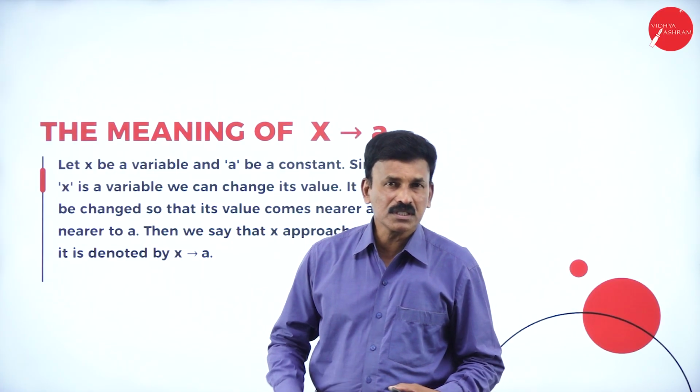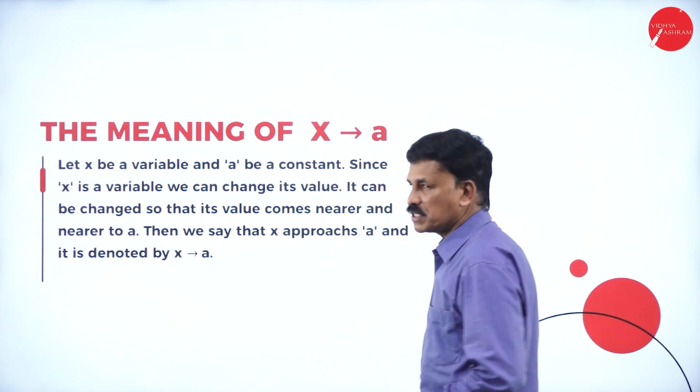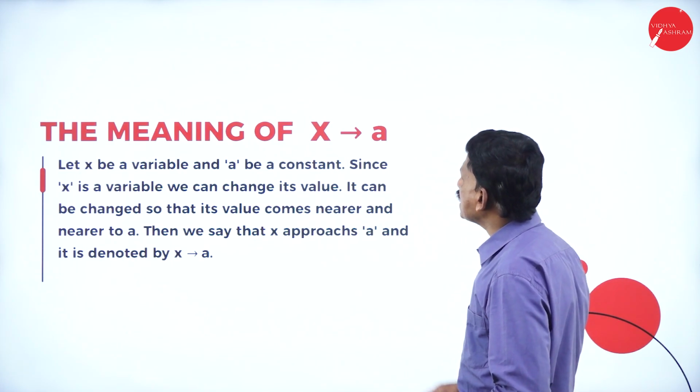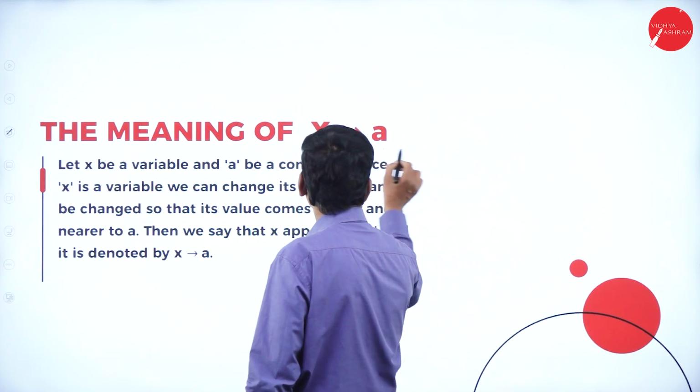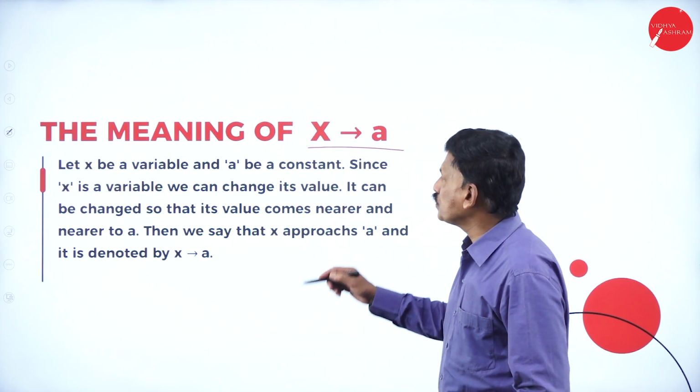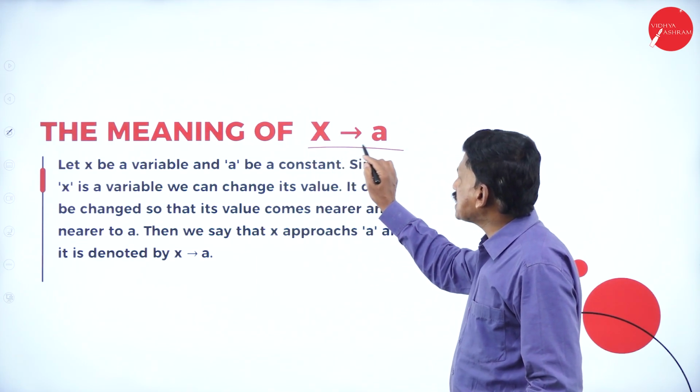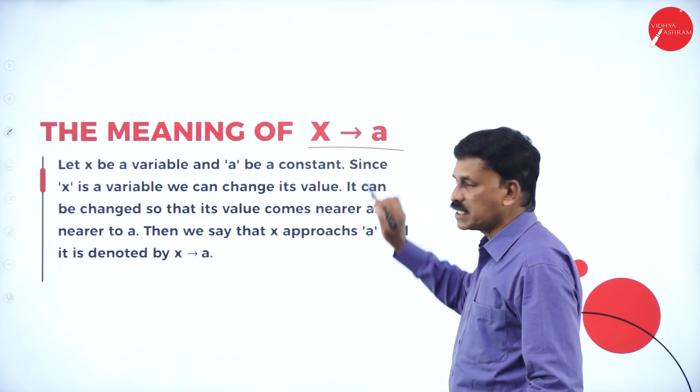Very important concept. You may expect one full question from this concept. Now let us know regarding the definition of a limit. What is the meaning of x tends to a? How to read it? The meaning of x tends to a. This arrow mark indicates tends to.